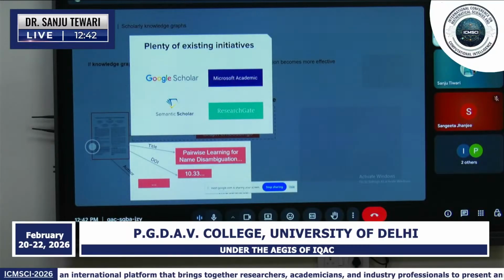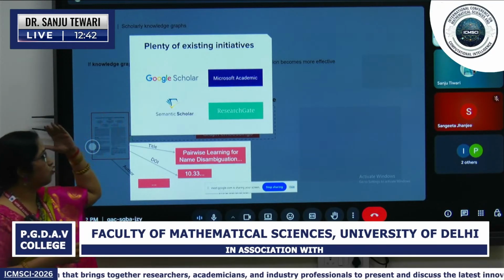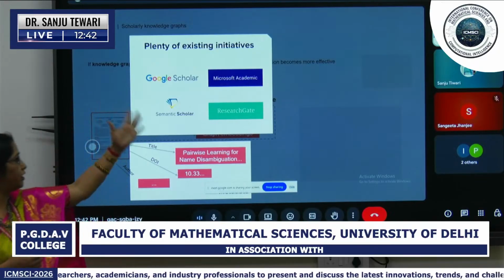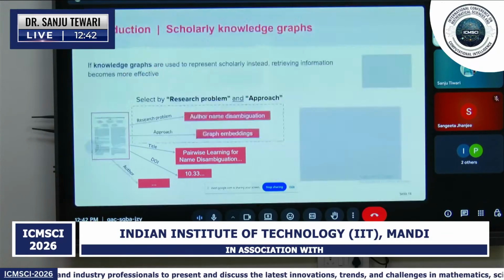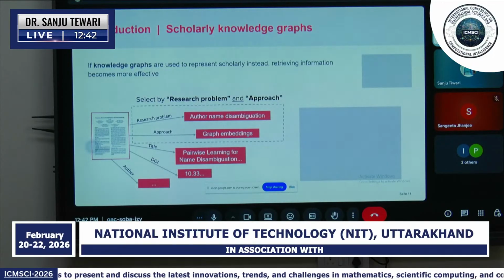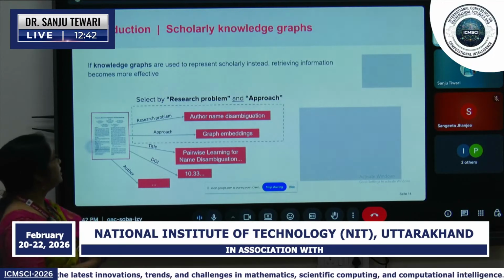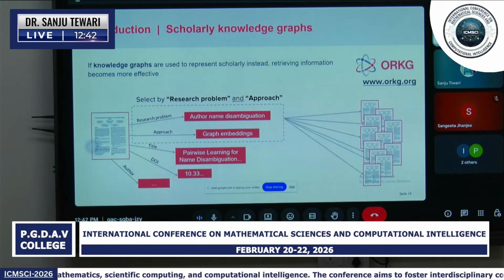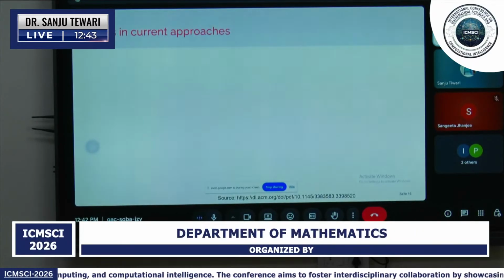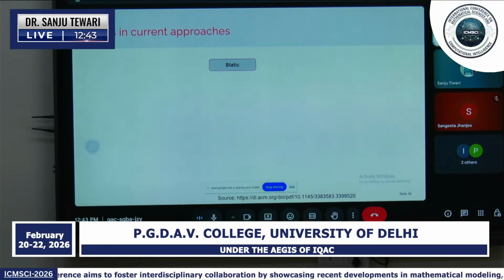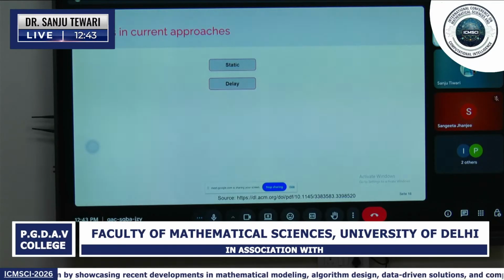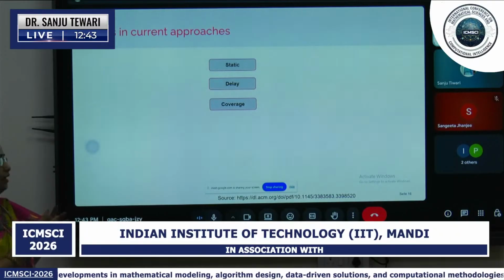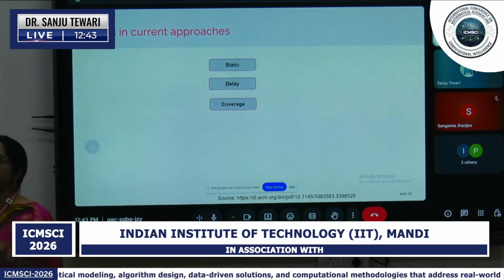So there are plenty of existing initiatives. We can find papers from Google Scholar, Microsoft Academic, Semantic Scholar, ResearchGate. But ORKG is one of the most prominent tools, in fact a digital library that provides a structured way of representing the PDF in a connected way. It can reduce the current issues in current approaches: PDFs are static, delayed, time taking, and we cannot commit that there is broad coverage.